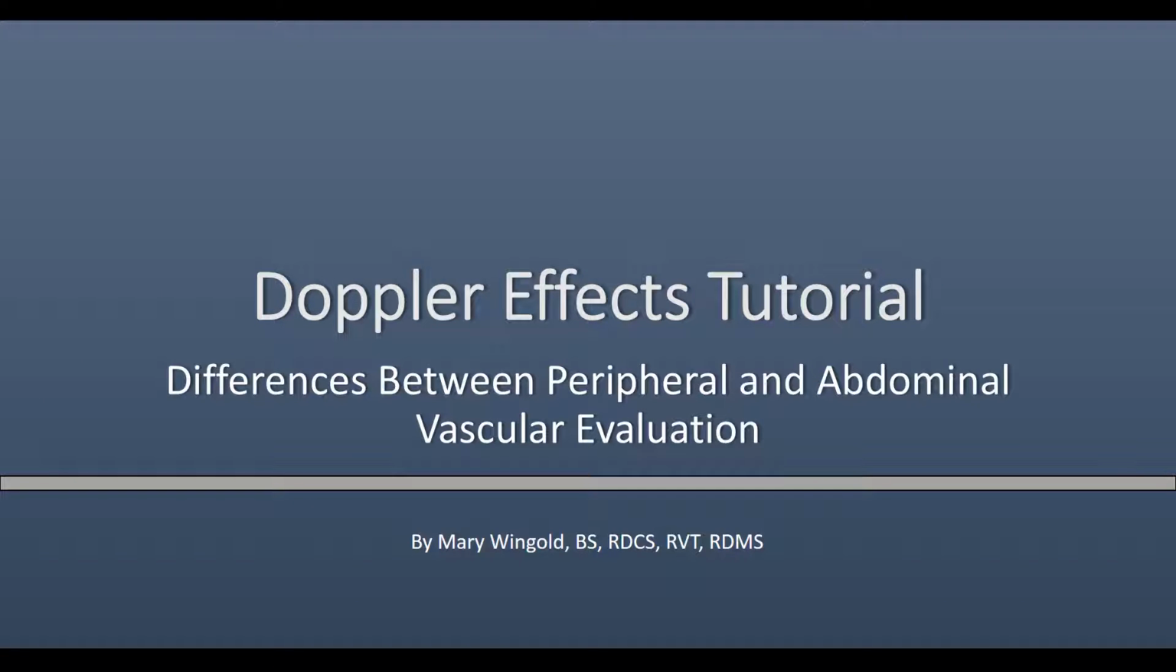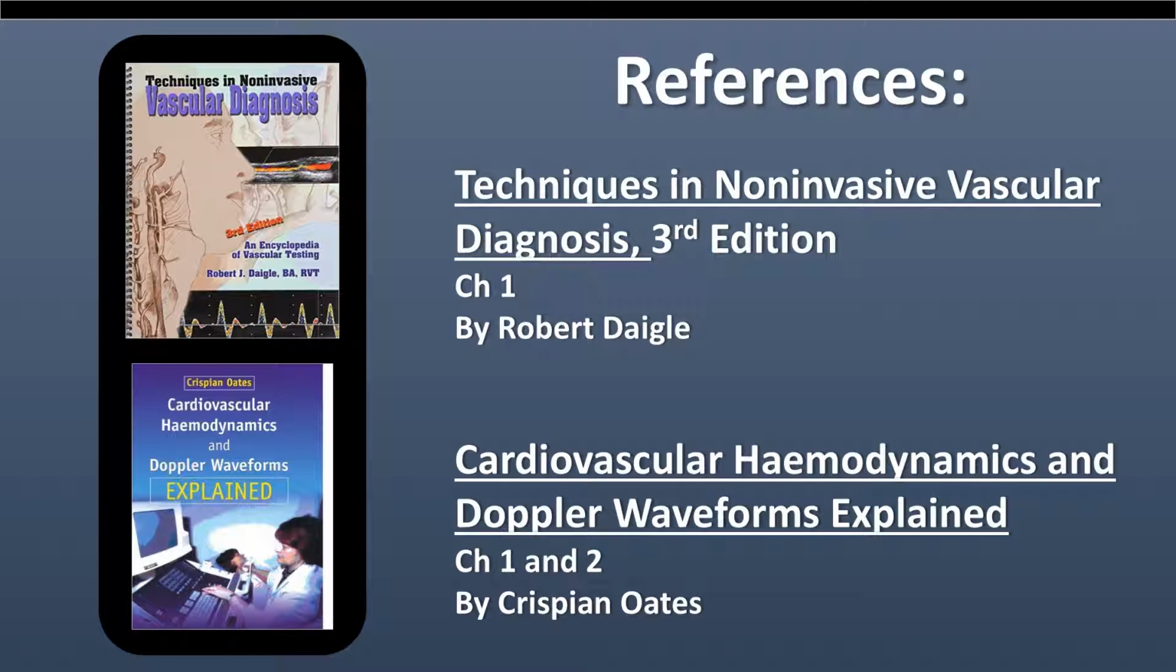In this tutorial, we'll be discussing Doppler effects. We'll be looking at the differences between peripheral and abdominal vascular evaluations. The references used for this tutorial include Techniques in Non-Invasive Vascular Diagnosis, 3rd edition, Chapter 1 by Robert Daigle, and Cardiovascular Hemodynamics and Doppler Waveforms Explained, Chapters 1 and 2 by Crispian Oates.